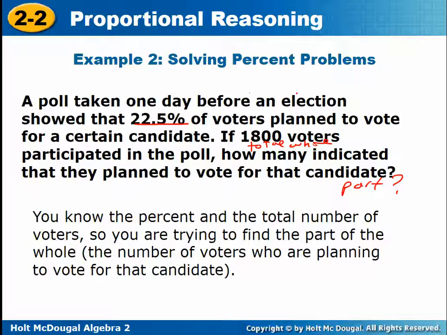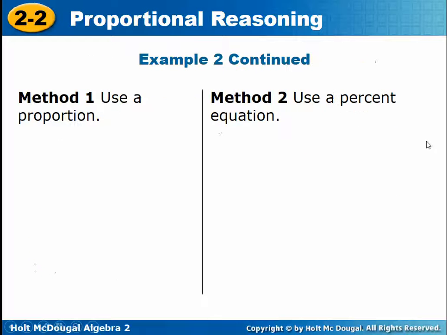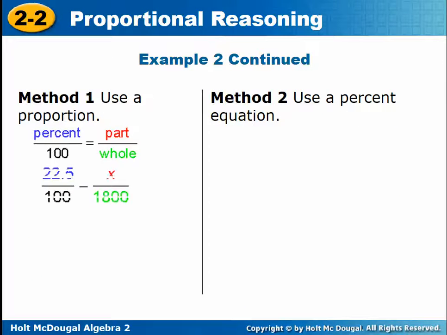So a poll was taken one day before an election, and it showed that 22.5% of the voters planned to vote for a certain candidate. If 1,800 voters total participated in the poll, how many indicated that they planned to vote for the candidate? So let's set this up using a proportion. Percent over 100 equals part over whole.